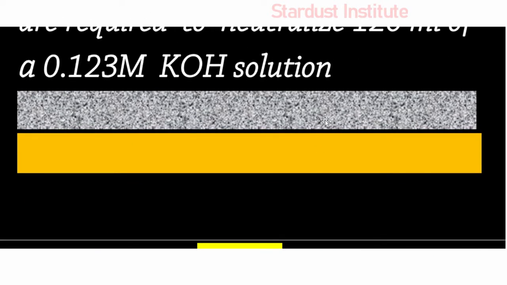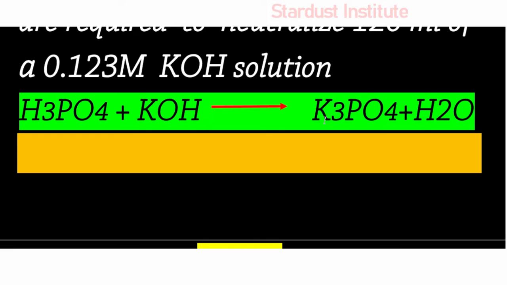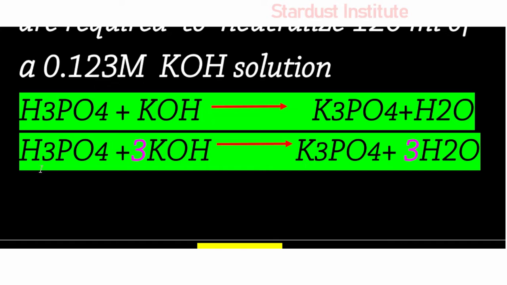This is the chemical equation. H3PO4 plus KOH, we get K3PO4 plus H2O. This chemical equation is not balanced. First of all, we need to balance this chemical equation. Let's balance it. H3PO4 plus 3KOH, we get K3PO4 plus 3H2O.